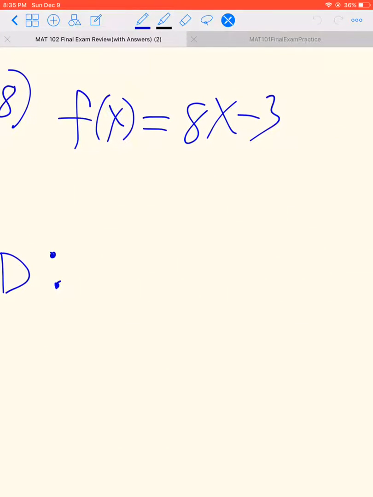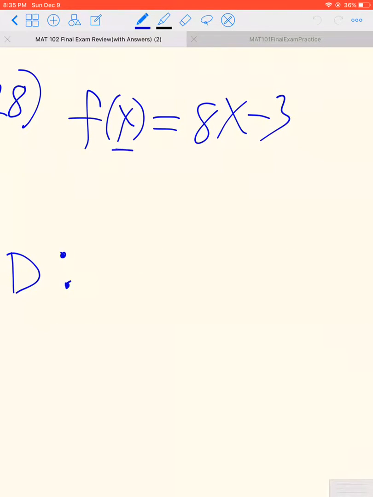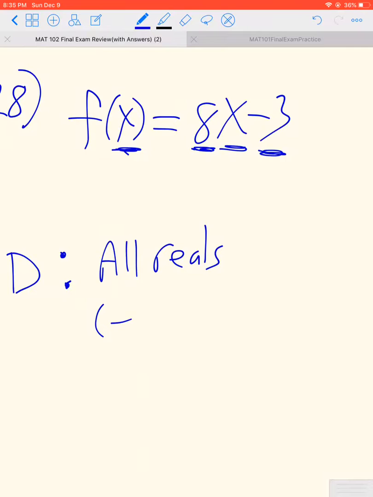For question 28, we have f of x equals 8x minus 3. This is simply a polynomial. No matter what value of x you pick, you can always take any real number. You can multiply it by 8, and that'll give you an answer. And then from that answer, you can always subtract 3. So for this function, you can plug any real value of x in, which means that the domain would be all real numbers. Okay, so it's all reals, which in interval notation we would write as from negative infinity to positive infinity. And this is true of polynomials in general.